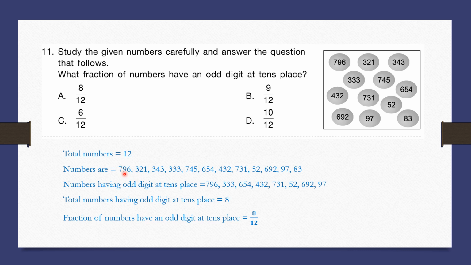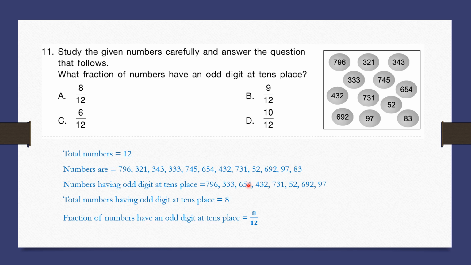So 9 is odd. So 796. 2 is not odd. 4 is not odd. 3 is odd. So 333. Then 4 is not odd. 5 is odd. So 654. 3 is odd. So 432. 3 is odd. So 731. 5 is odd. So 52. 9 is also odd, so 692. 9 is odd, so 97. And 8 is not odd.